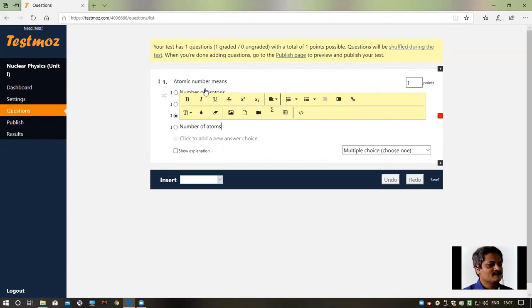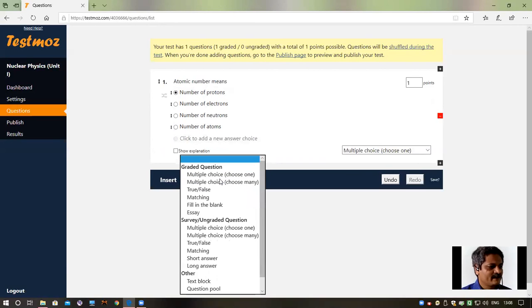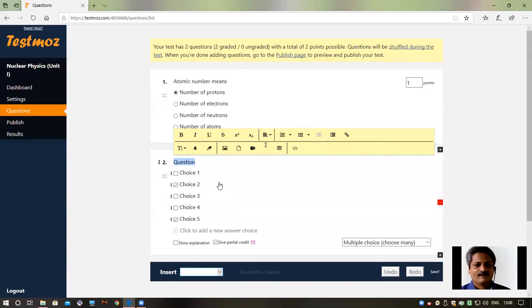The correct option is first, that is number of protons. There is only one correct option. Click on the correct answer, that is number of protons. Now add the next question by clicking here, insert, multiple choice, choose many.